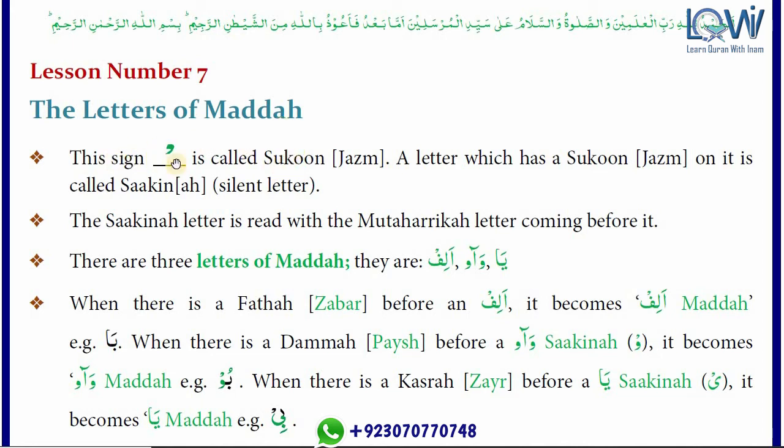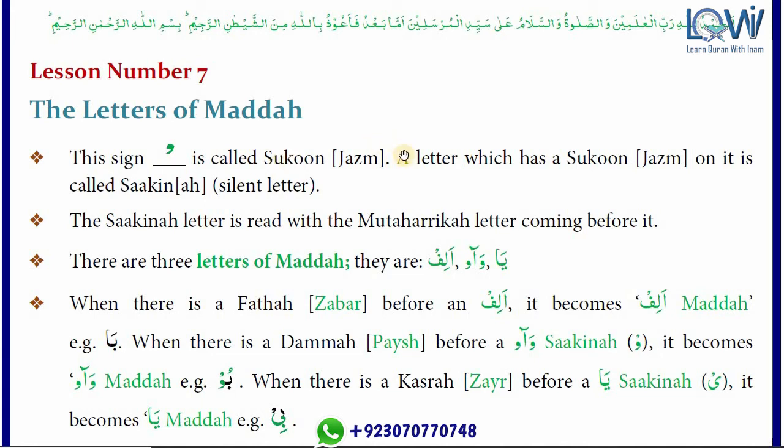So question 1 of this lesson is, what is jazm? You can see this sign, like the green sign, a small dal type. The small dal type sign is called jazm. Question 1, what is jazm? So the small dal type sign is called jazm.